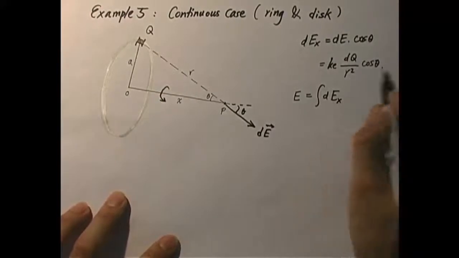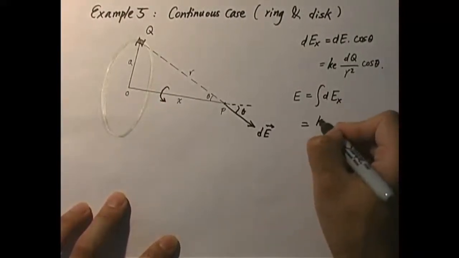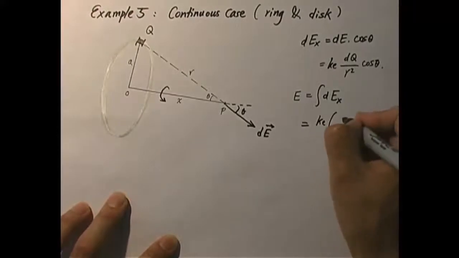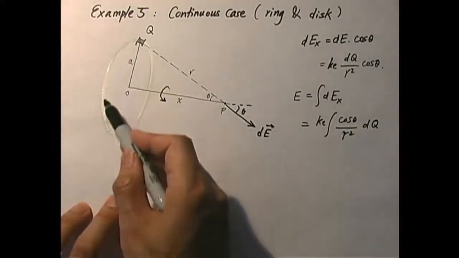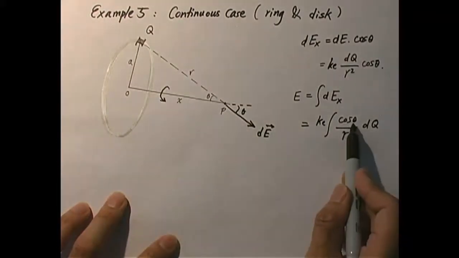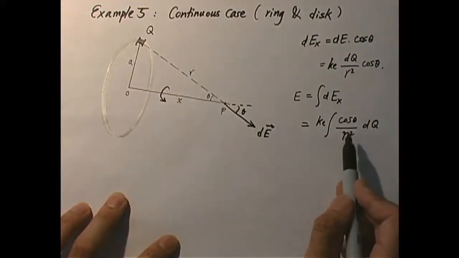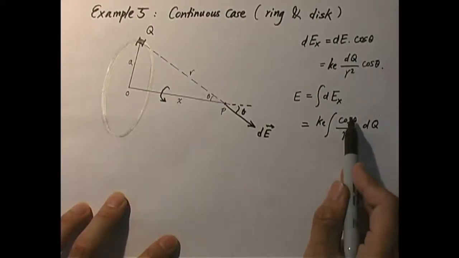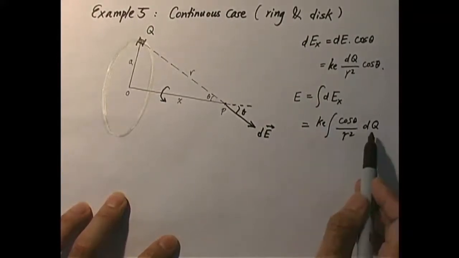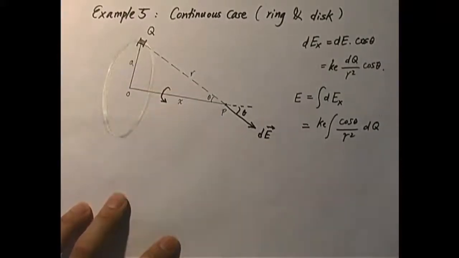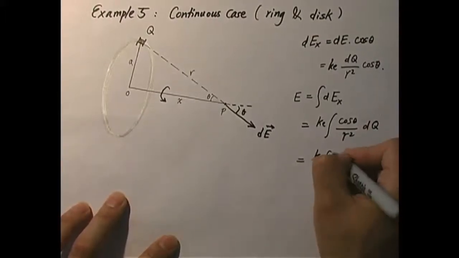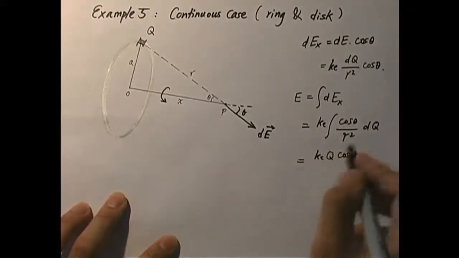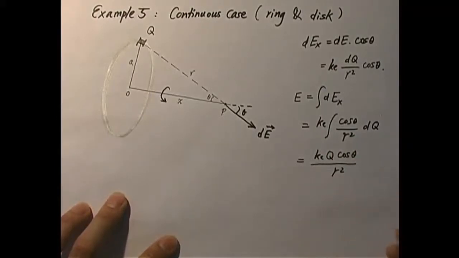And what is that equal to? Well, we integrate over this. So k is a constant, and then cosine theta over r squared, and then dq. Now, let's integrate. If you go around the entire ring, does theta change? Well, it doesn't. What about r? R doesn't change either, right? So all of these are actually constants, and take them both out, you're left with dq. Integration over dq for the entire ring, what do you get? Don't you just get q? So this just equals k q cosine theta over r squared. That's all there is to it.